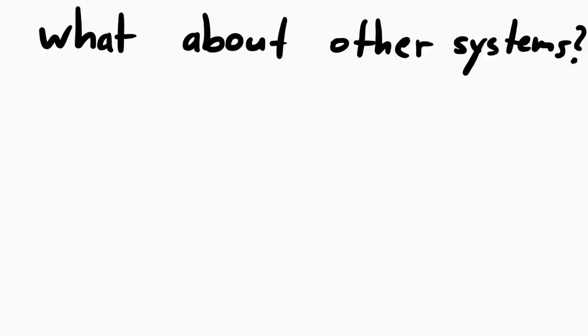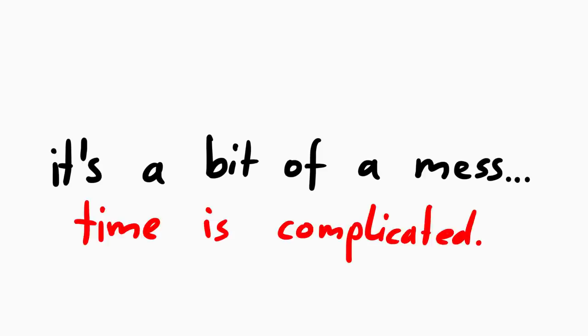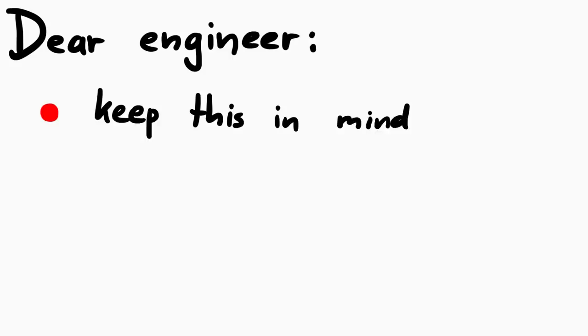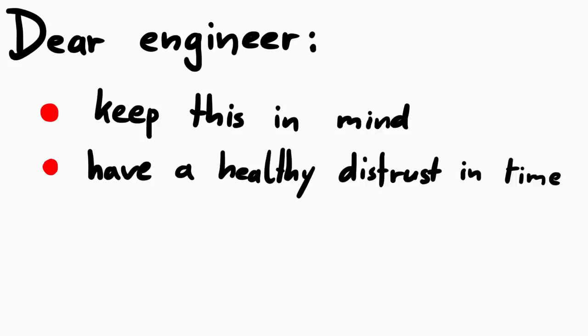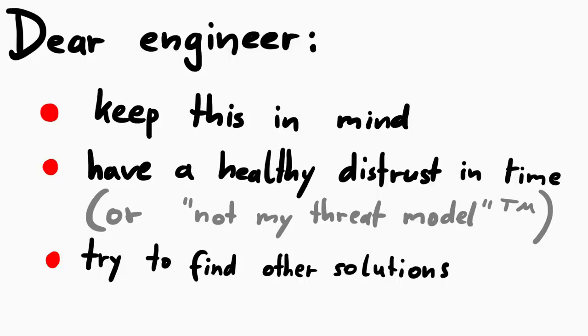But other systems that are not as complicated as browsers, other protocols that use certificates, might not have this kind of logic. So overall, it's a mess. Time is complicated, and a lot of issues can happen because of it. So if you develop an application that requires a sense of time, keep these things in mind. Have a general mistrust in the system's time and try to find other clever solutions that lower the risk of manipulated time information.